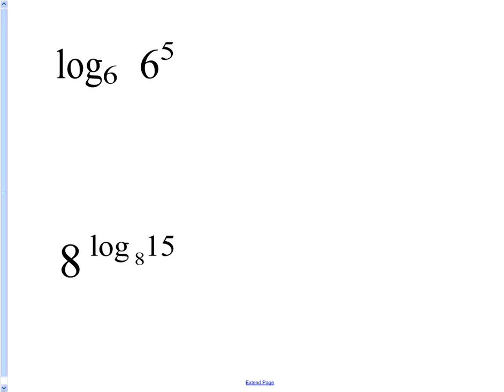Like that one. What's the answer? 5. If these two are the same, that's the answer. Remember, though, if you need to work it out, just say equals x, set up your exponential. 6 to the x is equal to 6 to the 5. So x has to equal 5. All right, so if you know your properties, though, they're a snap. That answer was 5. What's this answer here? 15. Done. These two are the same.